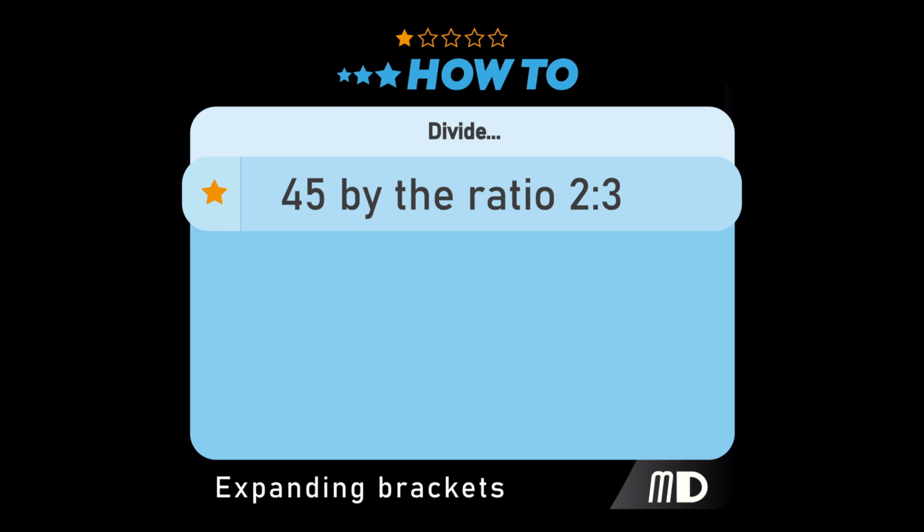To begin, we need to find the sum of the digits in the ratio. The ratio is 2 to 3, and 2 plus 3 is 5. So the sum of the digits in the ratio is 5.